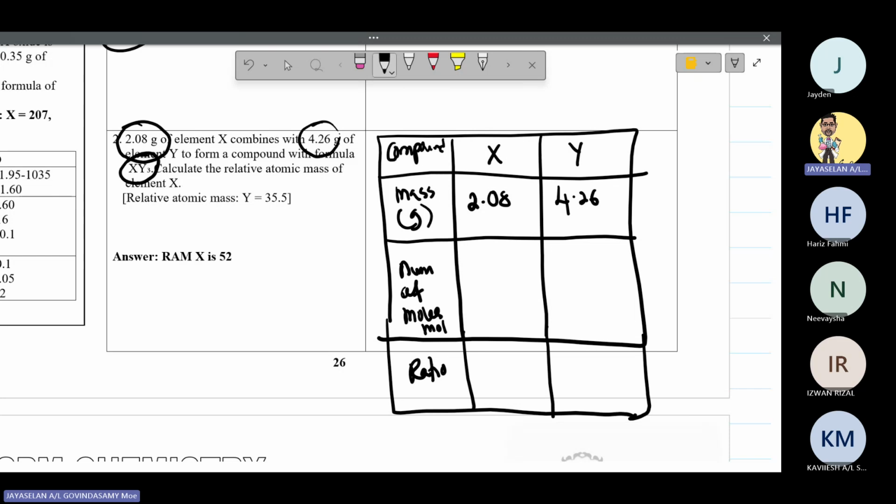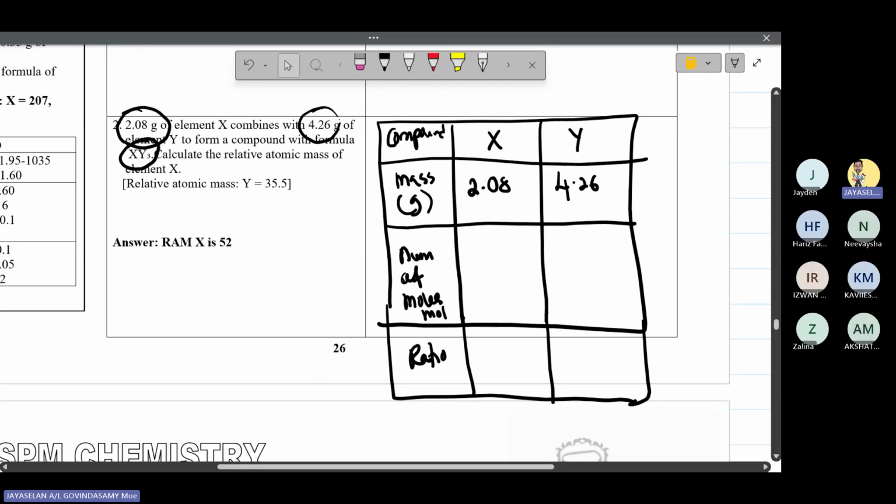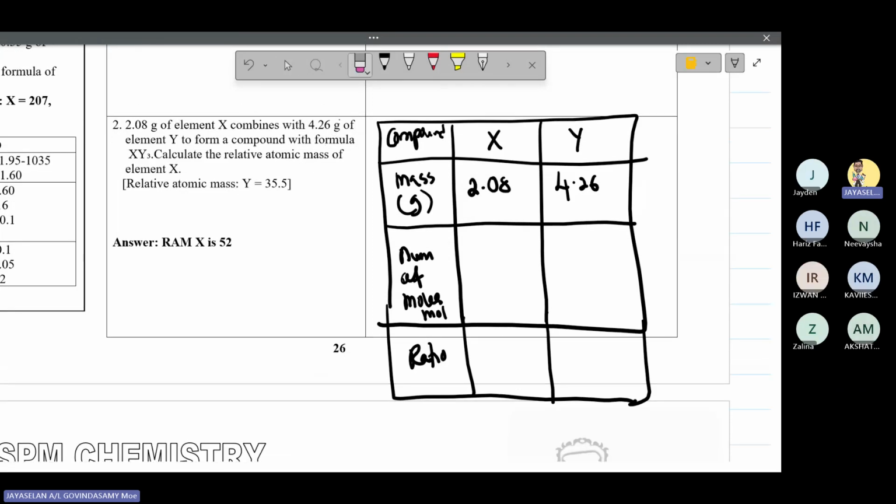Okay, cuba letak. This is page 26. Okay, dah letak. After that, you guys do what? You do the number of moles. How to find the number of moles? You take the mass over the molar mass, molar mass of the element.